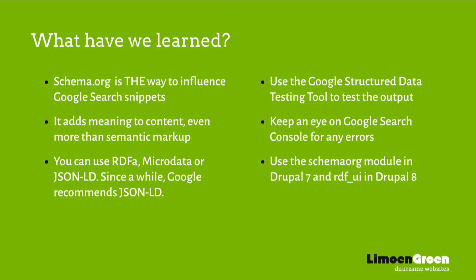I'm not saying you should not use semantic markup. You should, but you can add Schema.org to even make Google understand more of the website. You can use RDFa, microdata or JSON-LD, and Google recommends JSON-LD at the moment. Use the testing tool, which works very easily. I use it a lot for custom development, and I just paste in my HTML.